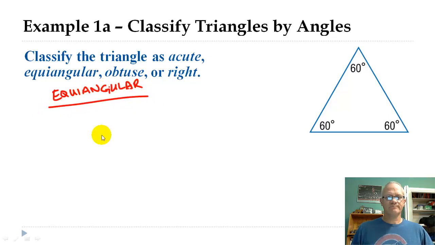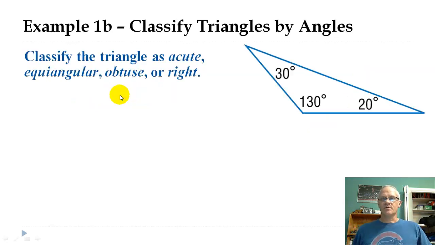Equiangular, okay? It's kind of a weird word, I know. Equiangular. But it's fun to say if you can say it. All right, next. What about this one?